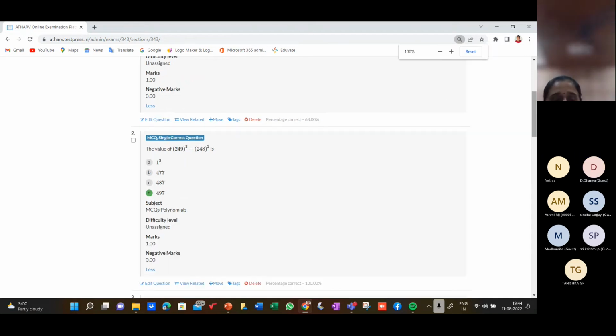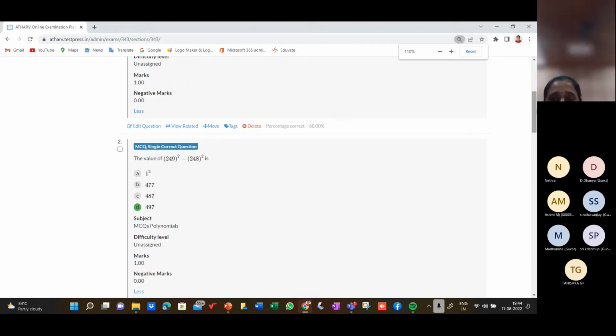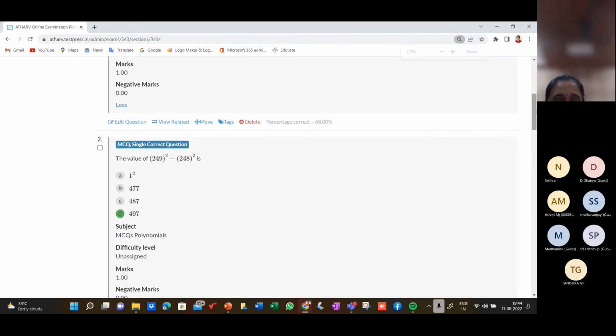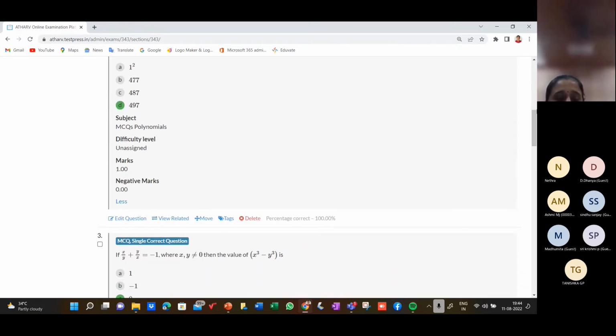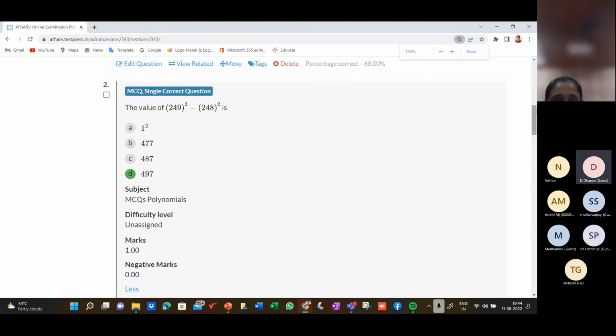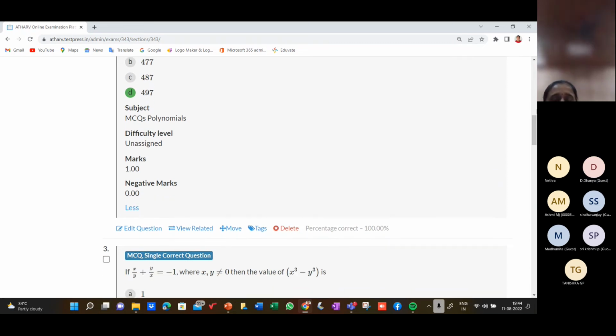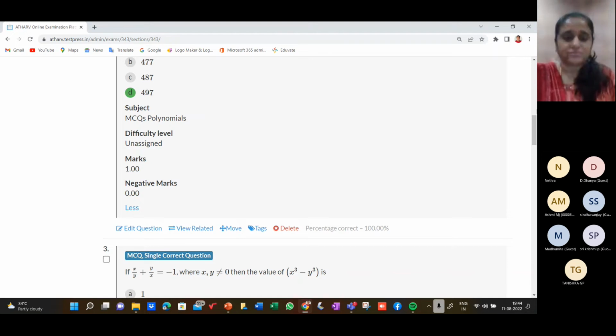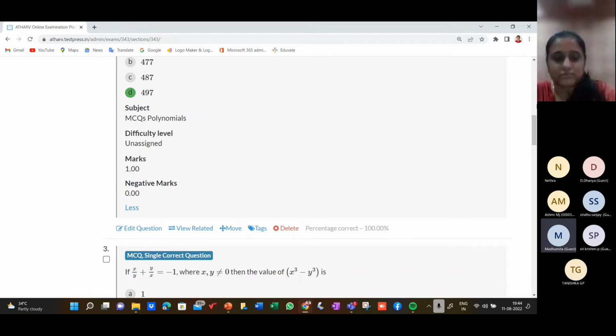Yes, ma'am. Oh, 1 minute. Let me zoom in. Wait. Sorry. I should have zoomed in. Okay, sorry. Can you see it now? Yes, ma'am. Sorry. Yeah, it is this one. See the question now. Actually, it's x square plus y square by xy.